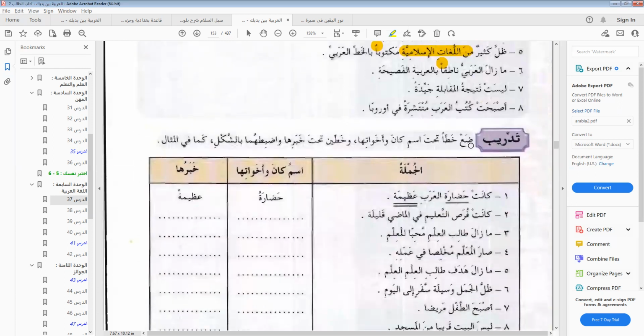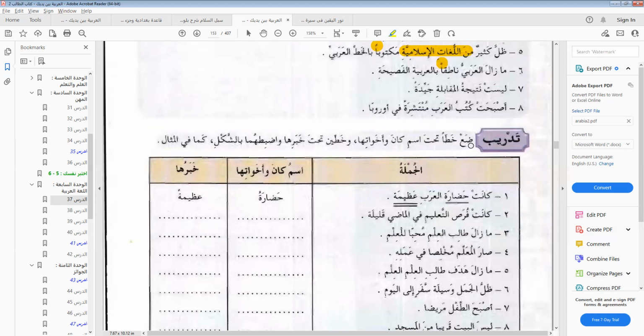Now, to further explain this, you have here an example. ضع خطا تحت اسم كان وأخواتها وخطين تحت خبرها واضبطهما بالشكل كما في المثال. So you have for each sentence one underline and one double underline.